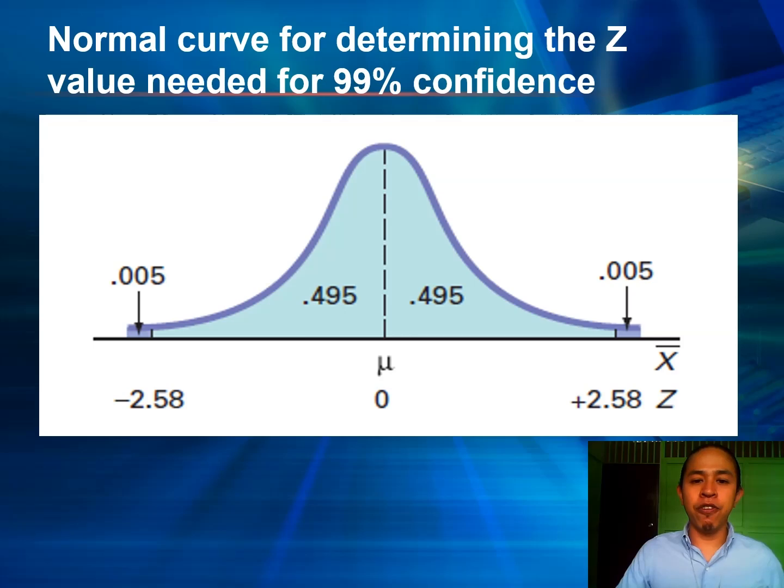So, normal curve for determining the z-value needed for the 99% confidence. If we add this one, this will sum up to 99%. So 0.005 here, or we have 0.005 here and 0.005 here. If you locate that in the z-table, that is equivalent to 2.58.